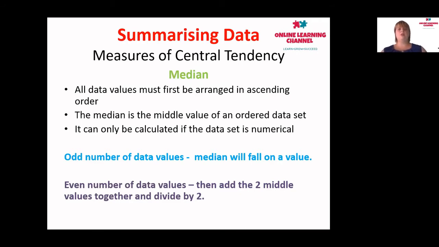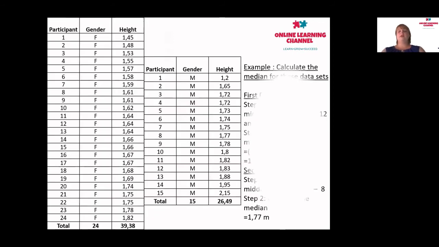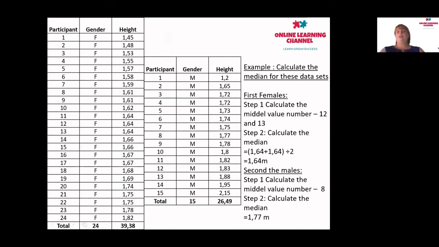Let's just quickly look at the example. Okay, so here's my example. Calculate the median for these data sets. Again, here's my information that I use. So step 1 is calculate the middle value for the females first. Do you see the middle value is going to be 12 and 13? Where's 12 and 13? There's 12 and 13. 1.64 and 1.64. In this case, we're lucky it's the same number, but let's just quickly calculate it. So you're going to say 1.64 plus 1.64. You're going to add it together, and then after that, you're going to divide it by 2, and you're going to get your answer of 1.64 meter. So the median for the females is 1.64 meters.